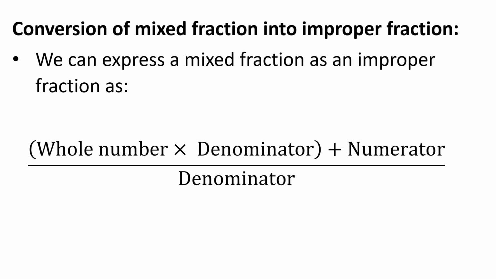Now students, let's convert a mixed fraction into an improper fraction. We can express a mixed fraction as an improper fraction. For the numerator, we need to multiply the whole number with the denominator and add the numerator to that product. The denominator will remain the same. Now let's understand it by examples.